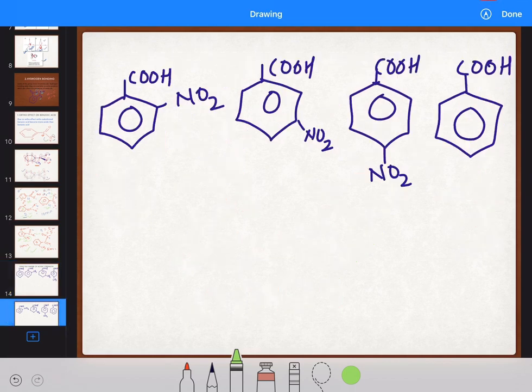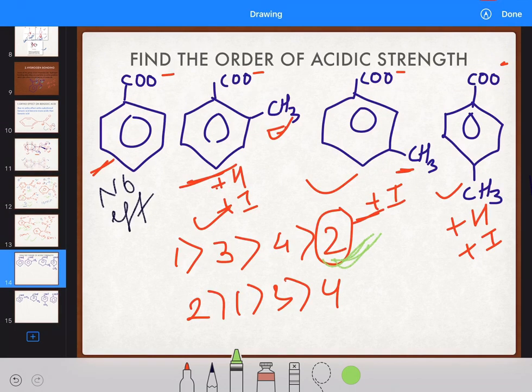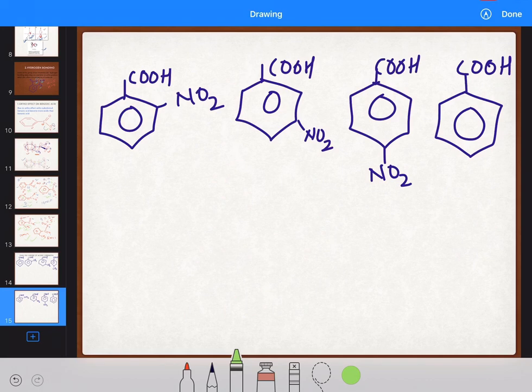Now the second question. Come to the second question. You have to find the order of acidic strength. Correct? Okay. Now in this case, see what is happening. These molecules have minus M, minus I and ortho effect. We will not apply the ortho effect now. At first we will apply all the basic effects, then we will apply the ortho effect.